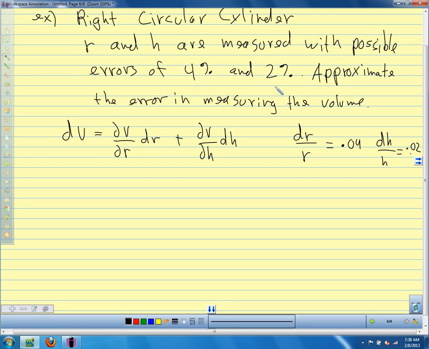I could have been more clear on that. So when we have a measurement error, it's the change over the original. That's what a measurement error is. You just swap out the dr with 0.04r. So we need an expression for our volume. What's the volume of a right circular cylinder? Pi r squared h, the area of the base times the height.